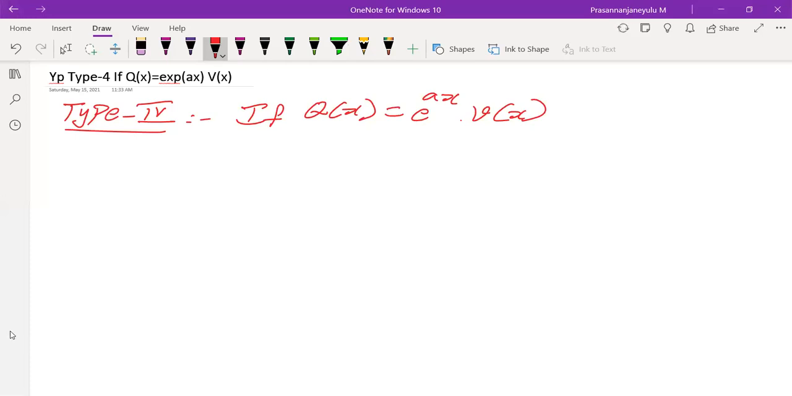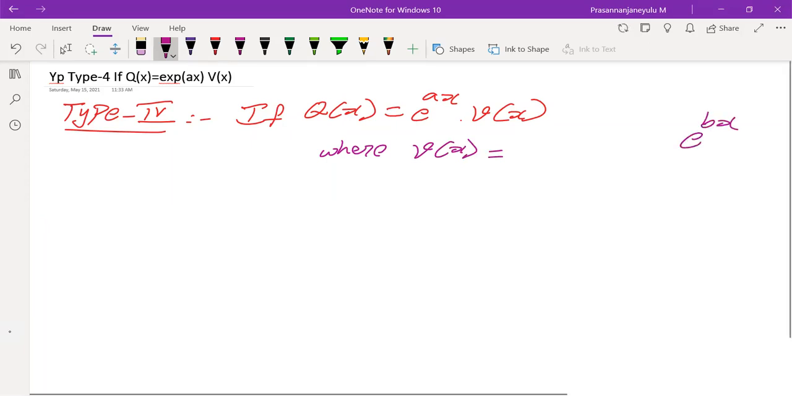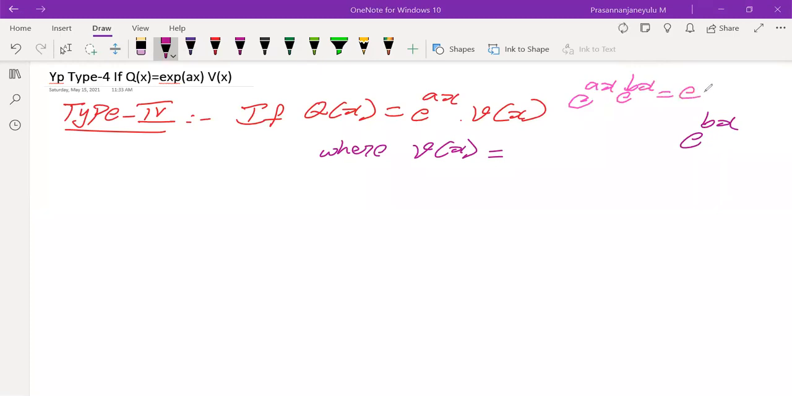What is this v of x here? For example, if I take v of x equal to e power bx, what can we say? It is of the form e power ax into e power bx. As the bases are the same, we can add the powers. So we get ax plus bx, and taking x common, a plus b of x.